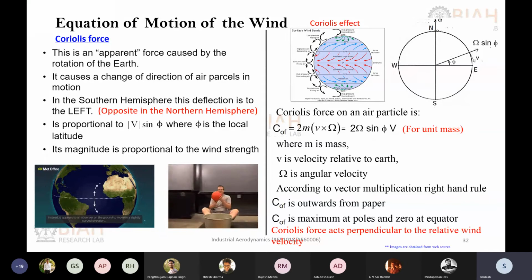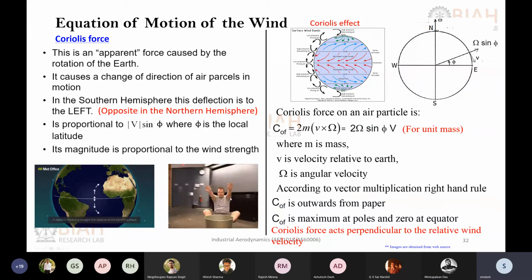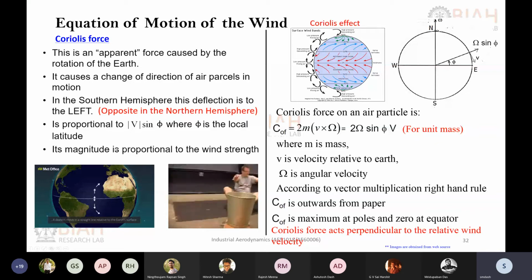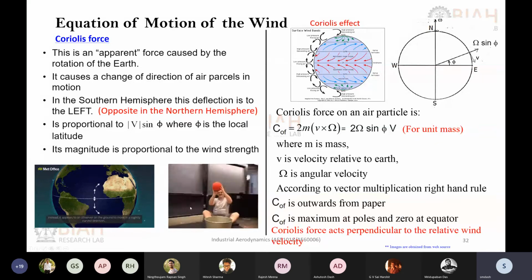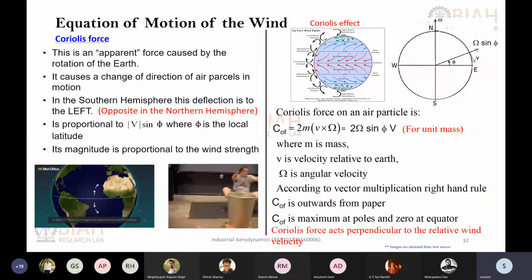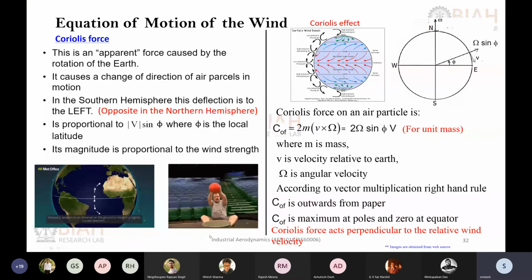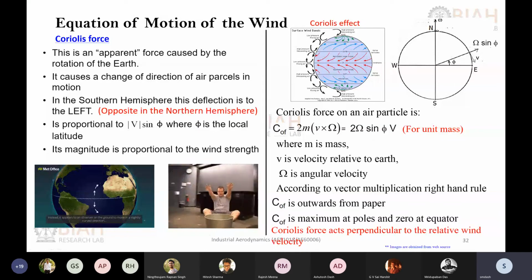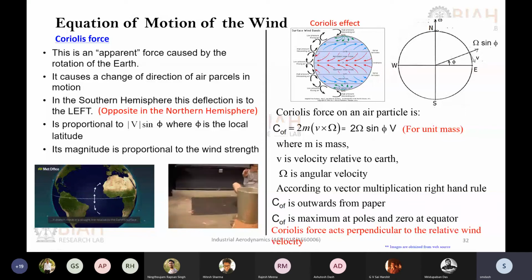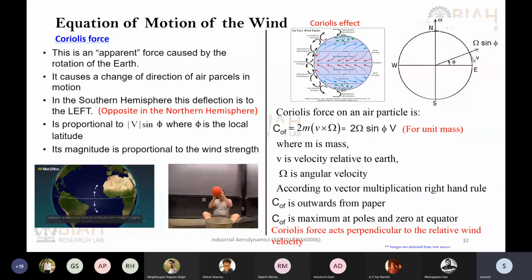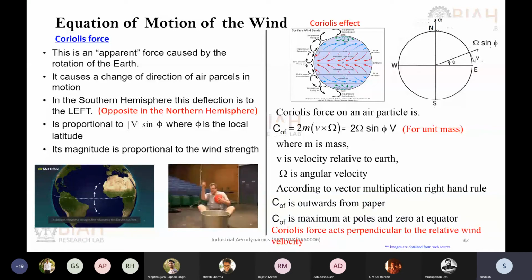Okay, so what is happening is, I have shown here two images. If you see that this particular person is rotating on a carousel, you can say that guy is sitting on a rotating frame and is trying to throw a ball onto this particular bucket. But what you can see, the ball is not going directly to the bucket, but it is deflected sideways. So this deflection is actually appearing because of the Coriolis effect.